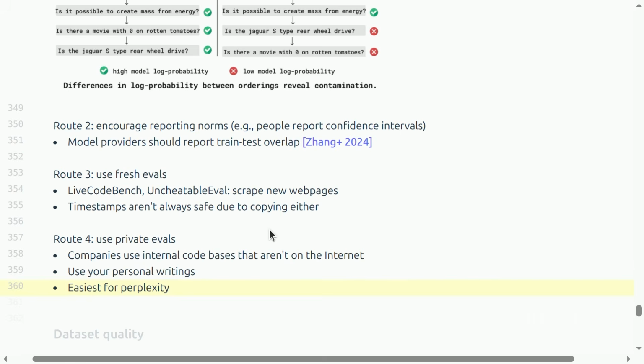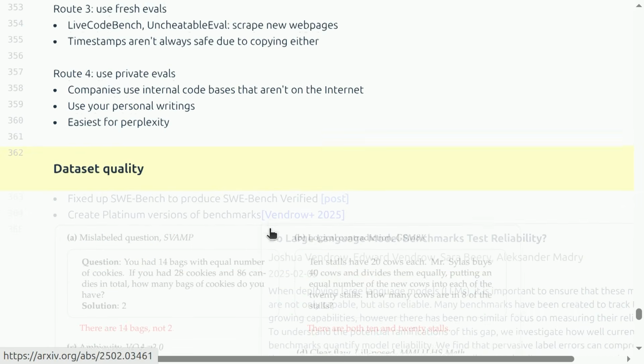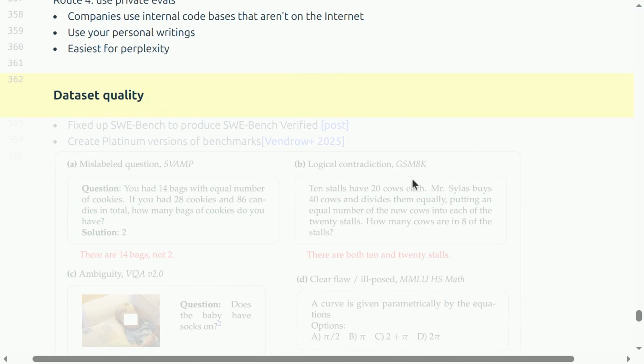This type of evaluation, I think, is very favorable for perplexity evals, because all you need in perplexity is a good data set, and you can evaluate log probabilities. So another concern that I'll mention is data set quality.